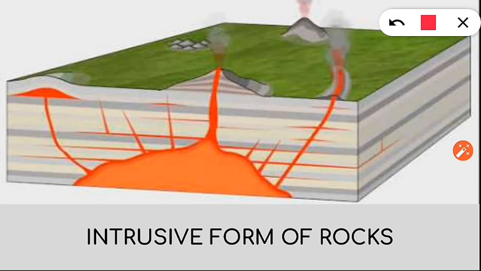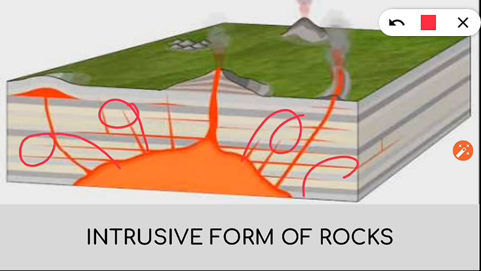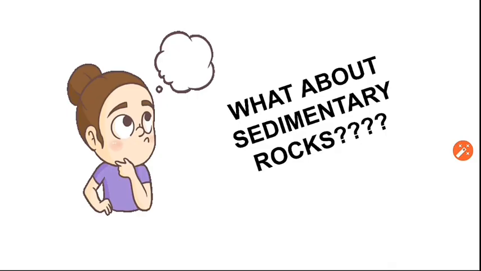Sometimes what happens, this volcanic eruption, before coming out of the earth, becomes solid inside the earth. These kinds of rocks are also an example of igneous rock. But because they are forming inside the earth, they are called intrusive forms of rocks.